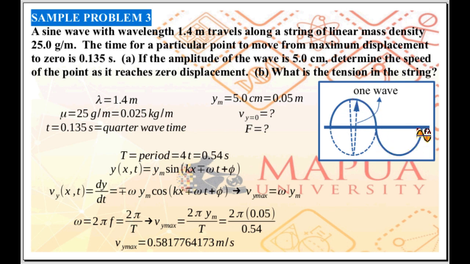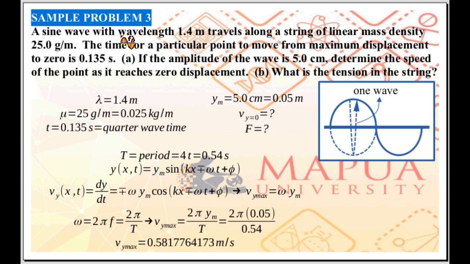You have a sine wave. From maximum displacement, the particle moves towards zero displacement. It takes 0.135 seconds to travel that distance from maximum to zero displacement. If the amplitude of the wave is 5 centimeters, so from maximum displacement to equilibrium position, this amplitude is 5 centimeters. Determine the speed of the point as it reaches zero displacement. Determine the particle velocity of the particle as it reaches the equilibrium position. What is the tension in the string?